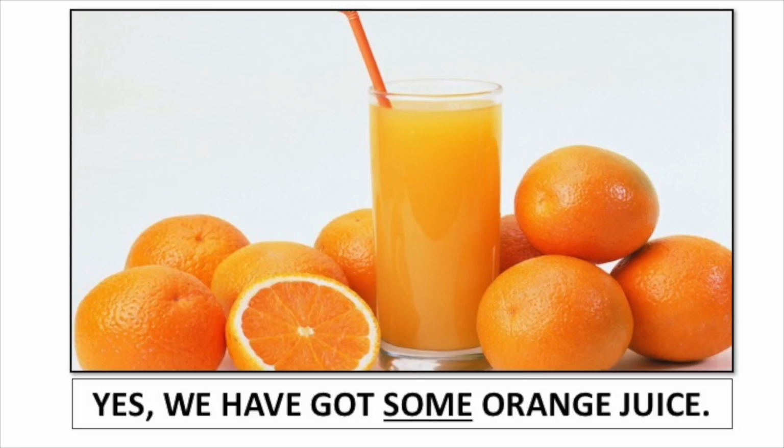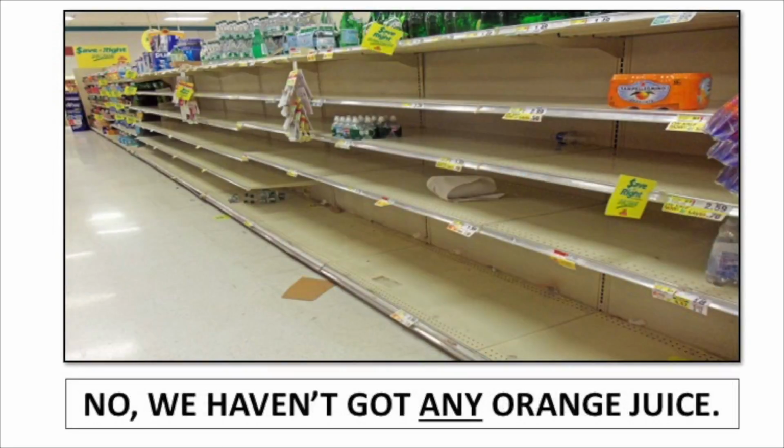Yes, we have got some orange juice. You see, orange juice, uncountable noun, but we can use any. But what about if there is none? We say no, we haven't got any orange juice. Not good. I'm thirsty. I want my orange juice. But no, we haven't got any.